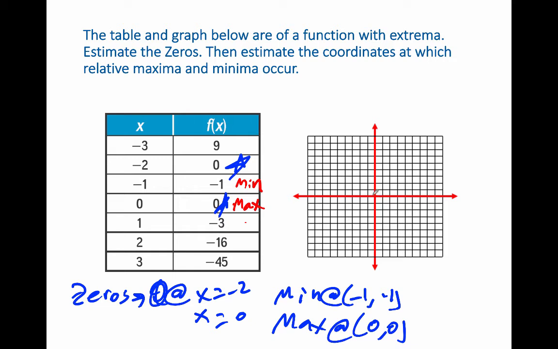Let's plot a couple points. (-2, 0), (-1, -1), (0, 0), (1, -3), and then what else did I have? I had (2, -9). I'm somewhere up here. So we're coming down, minimum, maximum, and going down. And there you go. So we are identifying this stuff from a table, okay? So we can find these things right off of a table.